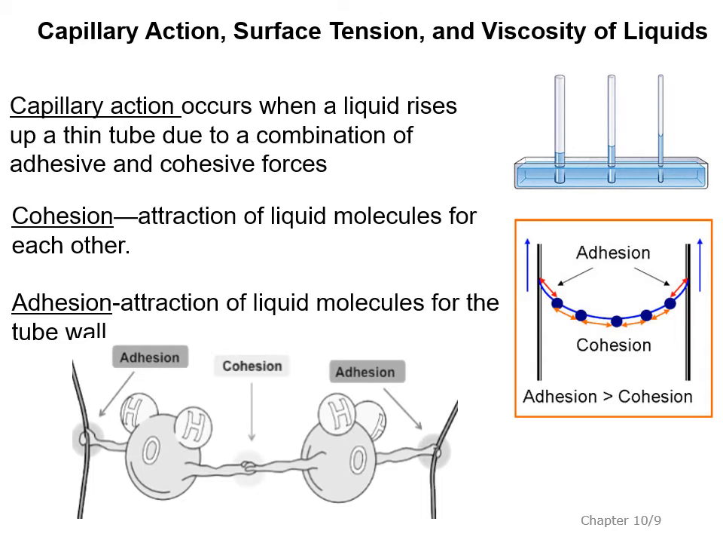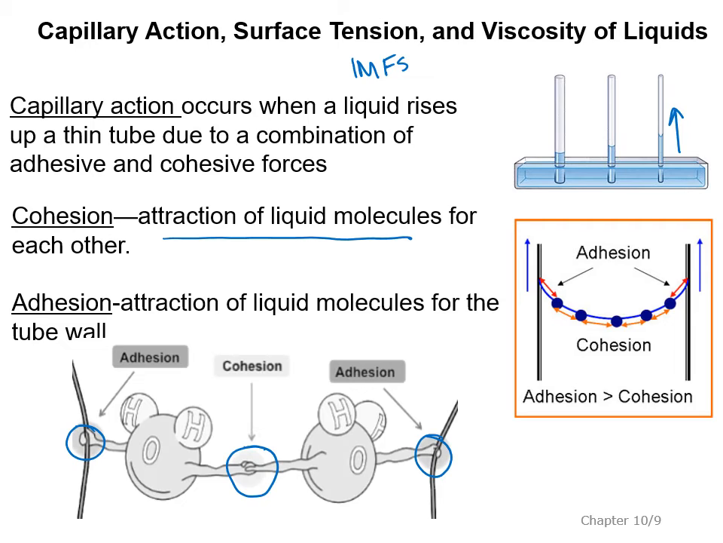Let's take a look at a few other properties: capillary action, surface tension, and viscosity of liquids. And these are all based on IMFs, intermolecular forces. So capillary action occurs when a liquid rises up a thin tube due to a combination of adhesive and cohesive forces. Cohesion is the attraction of liquid molecules for each other. You can think of it as two people wanting to hold hands. Adhesion is the attraction of the liquid molecules for the tube wall.